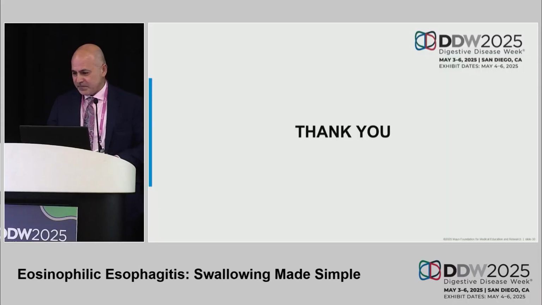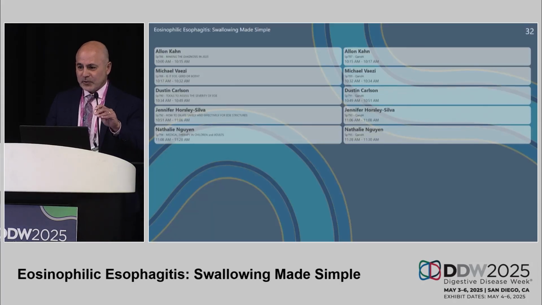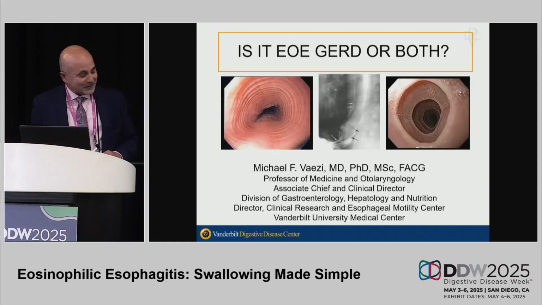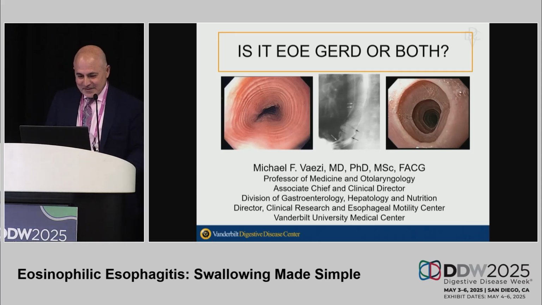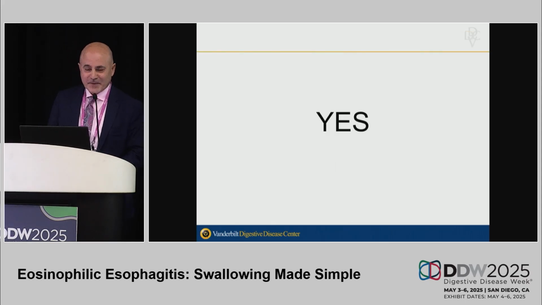When you get older, you become more of a forest than a tree. So I'm going to give you a forest view. If you want the tree, I'm happy to discuss it. But I think the forest view might give you a better answer to the question that was posed. So I was asked, is it EOE, GERD, or both? I only have one slide. There's my answer. Thank you very much.